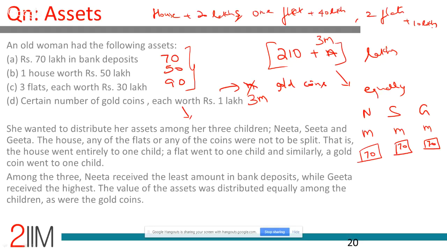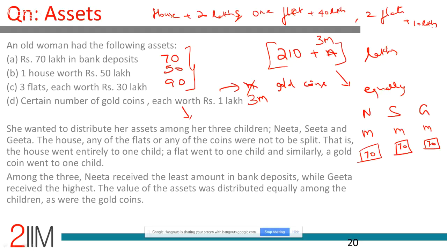And so 210 plus 3m, each one should get 70 plus m total assets. The m they get from gold coins, straight away in the bag. So we need to worry about the remaining 70: bank deposits plus house plus some flat.